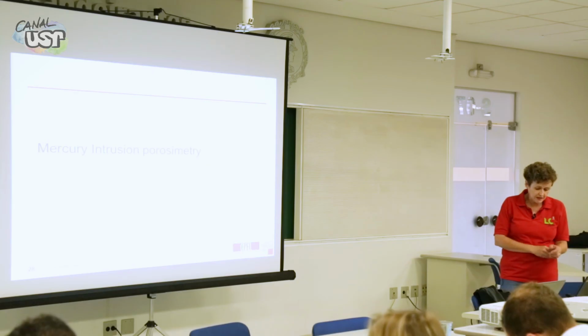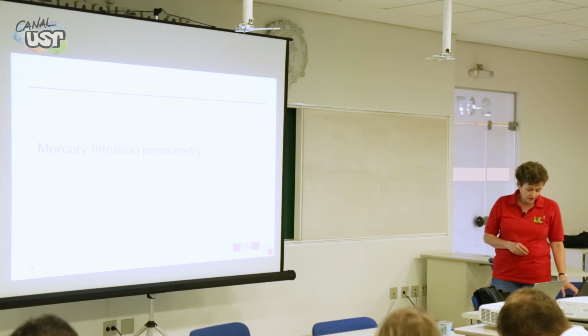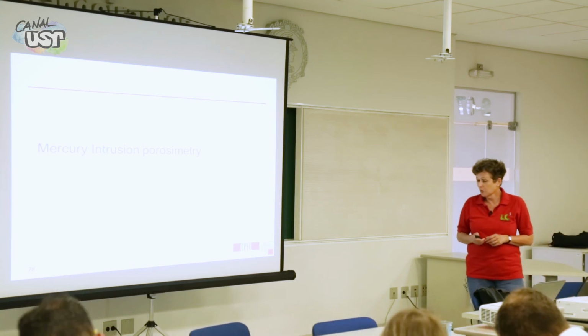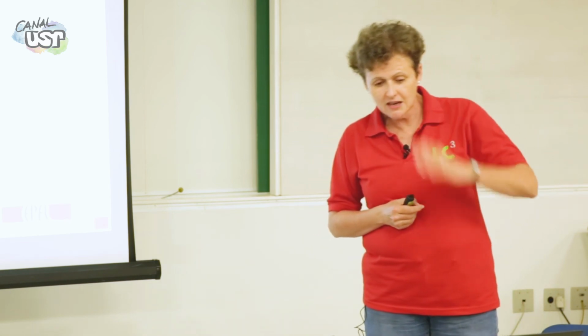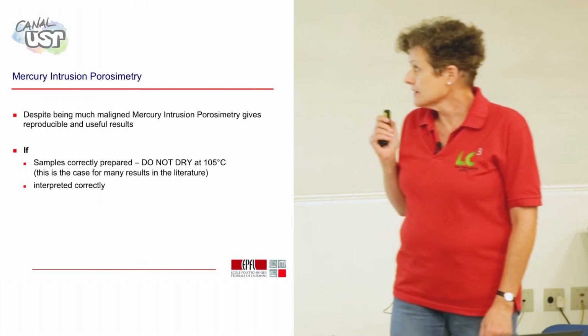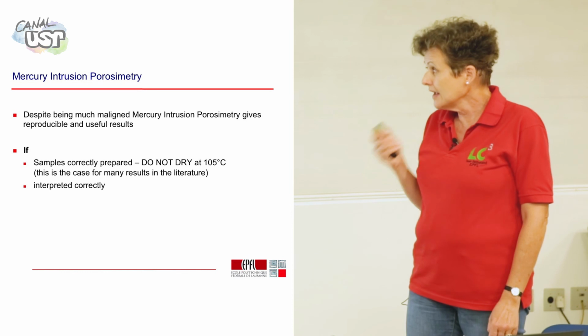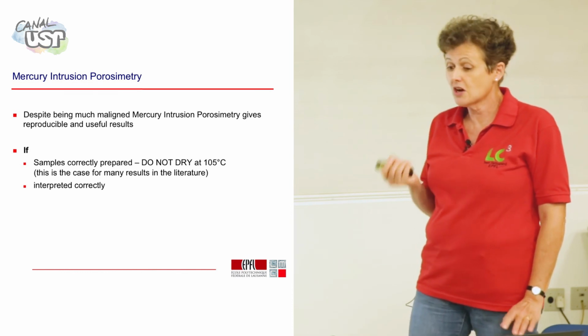And with this information, we can now go back to the mercury intrusion porosity technique, which is much more widely available in many, many laboratories. And, you know, 10 years ago, people said this was a rubbish technique. It was completely unreliable. I think we've got to completely revise this point of view, and we've published this in a paper recently. So it does give you good results if you prepare the samples correctly.